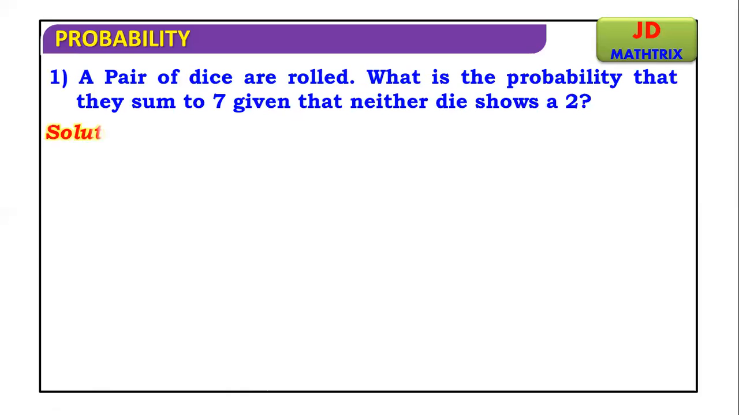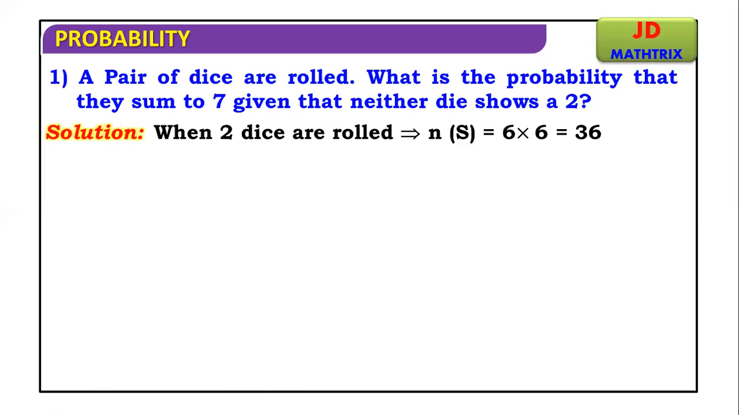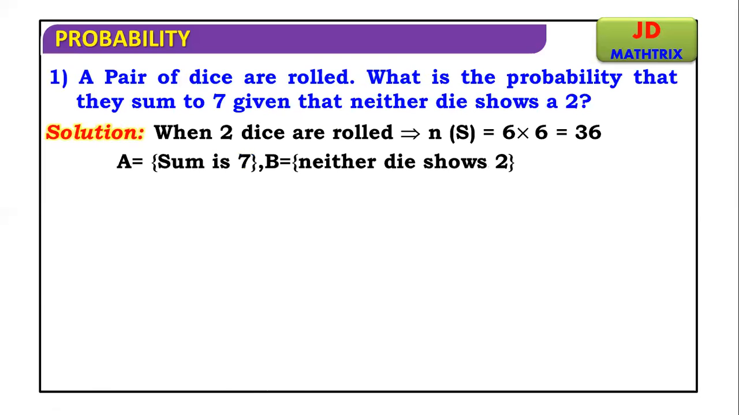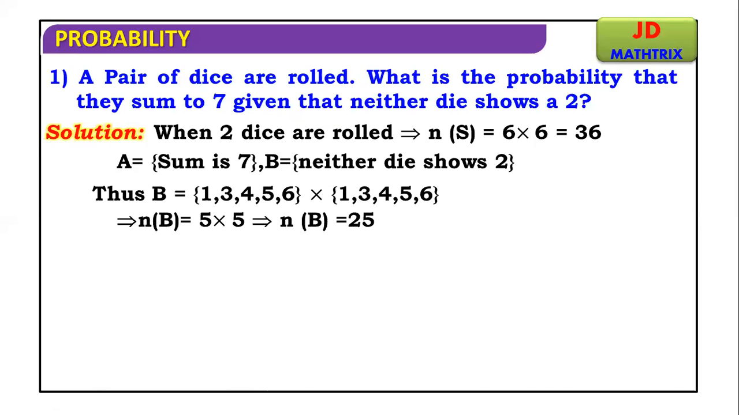Let us define the events. When 2 dice are rolled, n of S is equal to 36. Actually, no need to calculate, but for our sake, we are writing that n of S. A is equal to the event sum 7, B is equal to neither die shows 2. Thus B, neither die shows 2, means we can get other than 2 numbers on both the dice. So other than 2, there are 5 chances in each die. Therefore, n of B is equal to 25, 5 into 5, 25. That is the value of n of B.